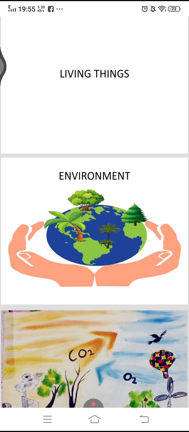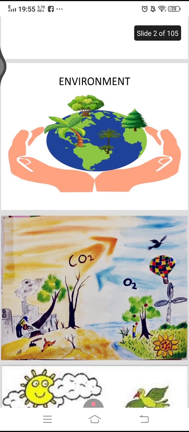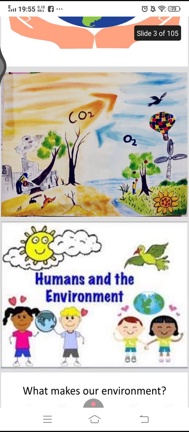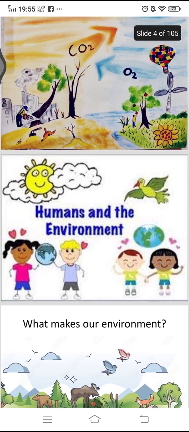Environment is our surrounding, and what makes our environment? Living and non-living things. Plants make our environment, animals make our environment, human beings make our environment, and all the surrounding things can be land, can be water, can be air, can be rocks. Okay, human and the environment. We interact with the environment.